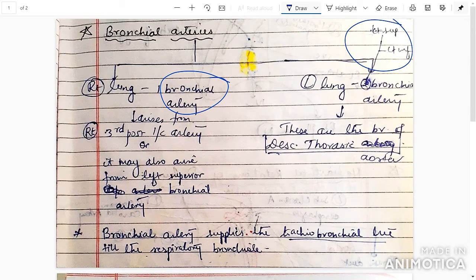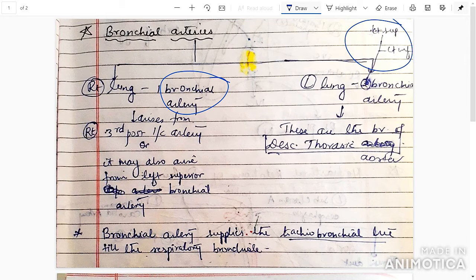Now, the bronchial arteries supply the tracheobronchial tree up to the respiratory bronchioles, and they do not supply after the respiratory bronchioles. For the right lung we have one bronchial artery which arises from the right third posterior intercostal artery. For the left lung we have two bronchial arteries, the left superior and left inferior bronchial arteries, and they are branches of the descending thoracic aorta.